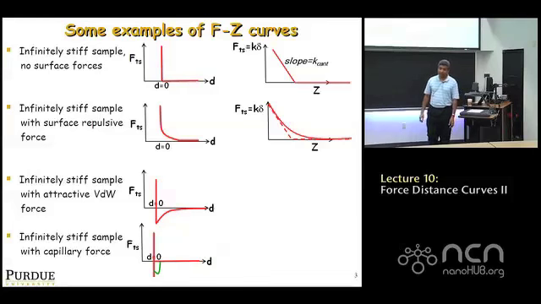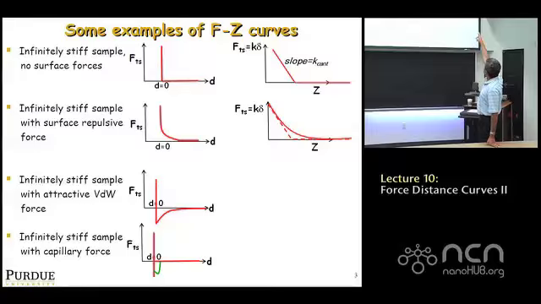The claim is it would look like this, okay? The idea is the dashed line here is basically a copy of the red line from the top. So what I've done here is superpose, in the dashed line, what should be the FZ curve if it were an infinitely stiff surface without any surface forces, okay?